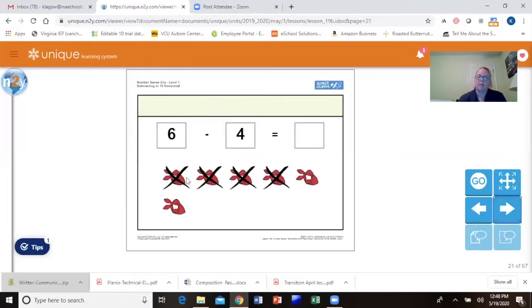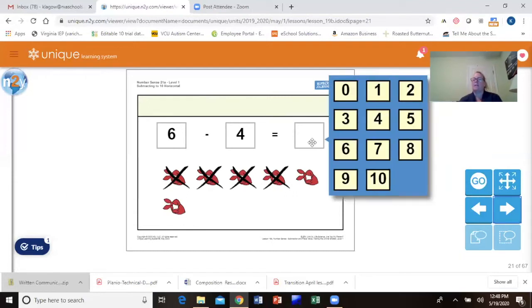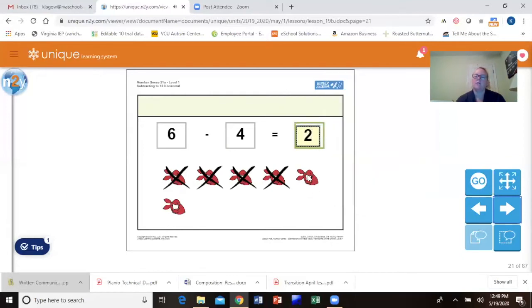There it is again. Six, take away four. Who can find that answer? Point to your answer. Six, take away four equals... If you pointed to two, you are correct because there's two left over. One, two.